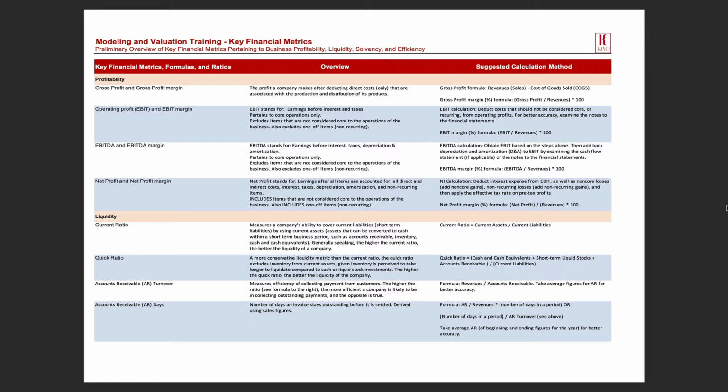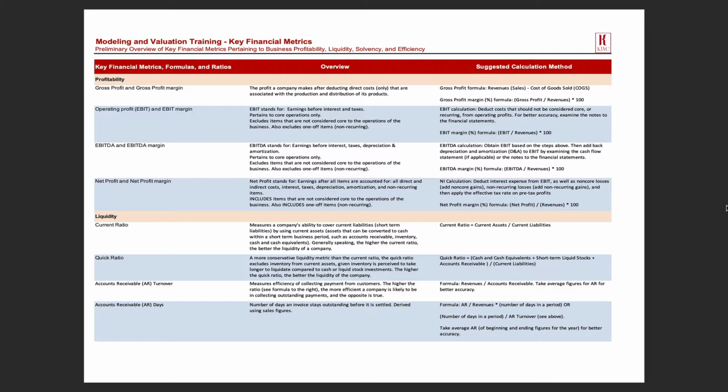And these items that we're going to be discussing are all found on the income statement of the business. So the first metric we're going to be discussing is the gross profit and the gross profit margin. And these two items pertain to the profit a company makes after only deducting direct costs that are associated with the production and distribution of its products. The formula for gross profit is revenue minus cost of goods sold.